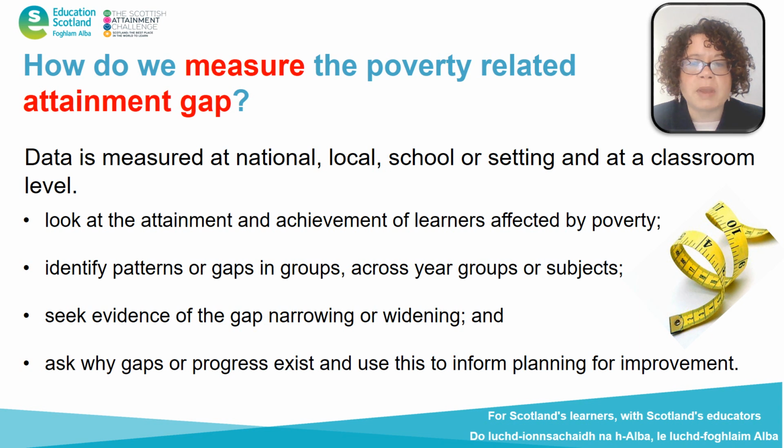Locally, authorities may have developed their own tracking and monitoring systems. They may centrally collect information from schools on the attainment and achievement of learners at all stages. This may be used to identify authority-wide patterns and inform improvement planning, professional learning packages or target setting. Within school, leaders will consider national and local data alongside their whole school information.